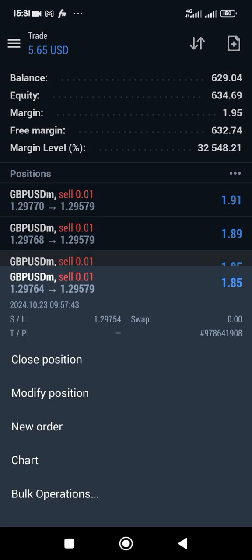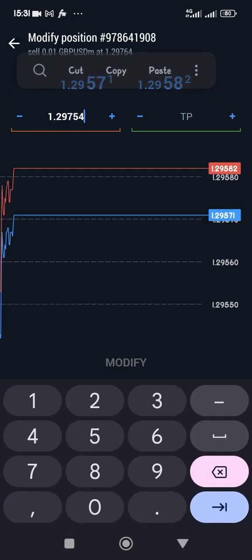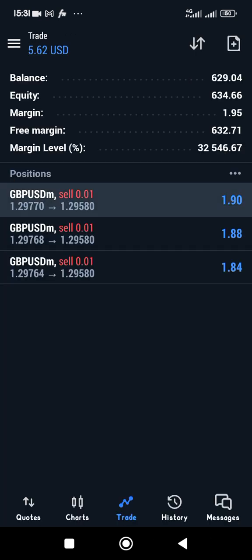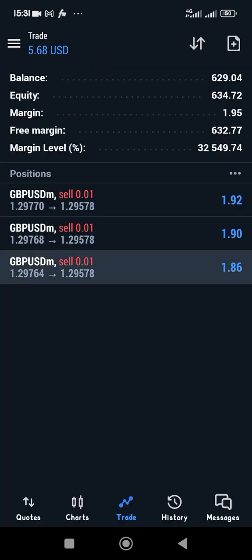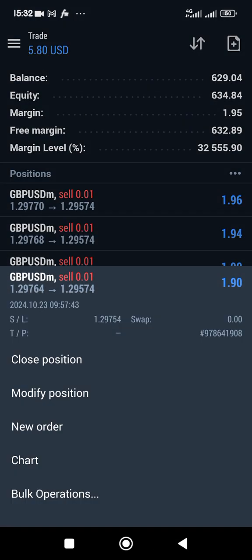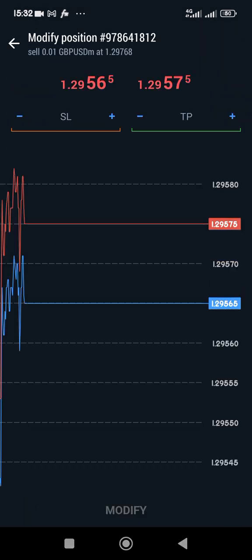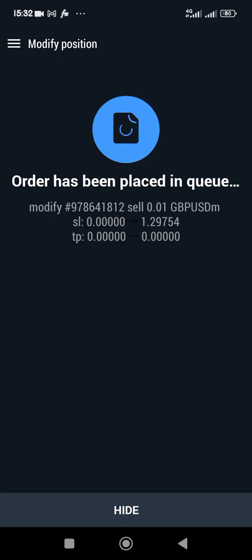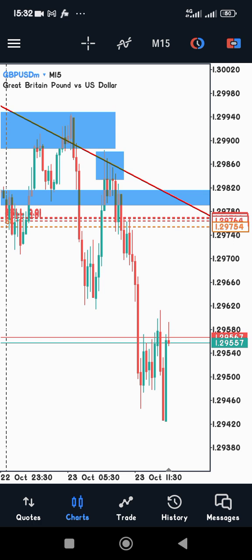I want to modify it. Copy and paste, modify, paste, modify. Okay, I've done this one. Modify, paste. So this is a risk free trade now. I can sit down and relax.